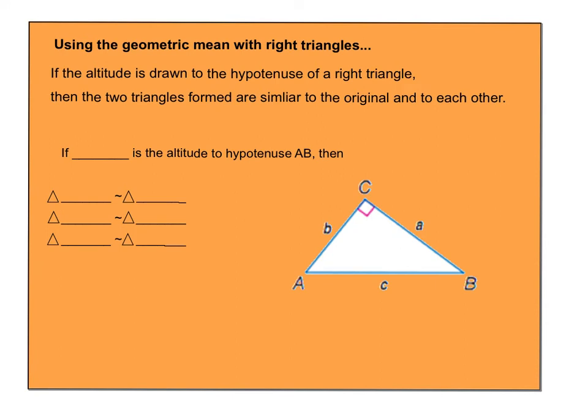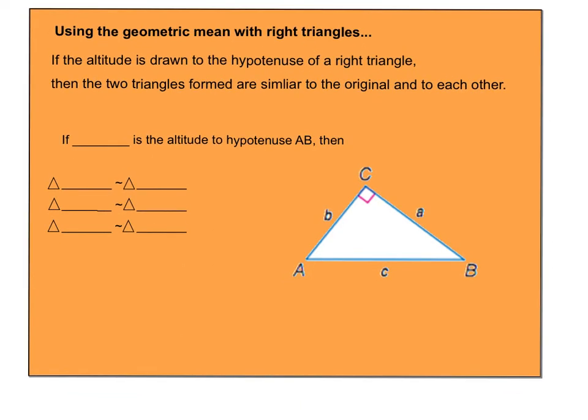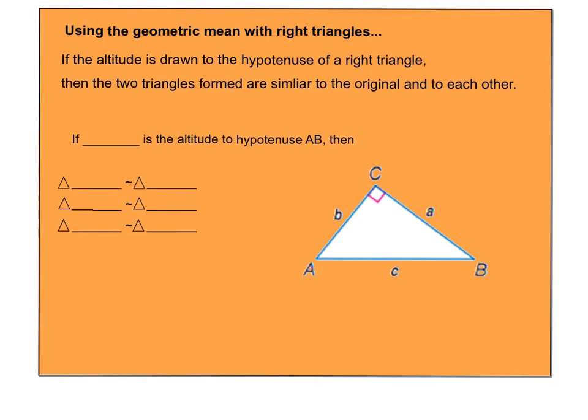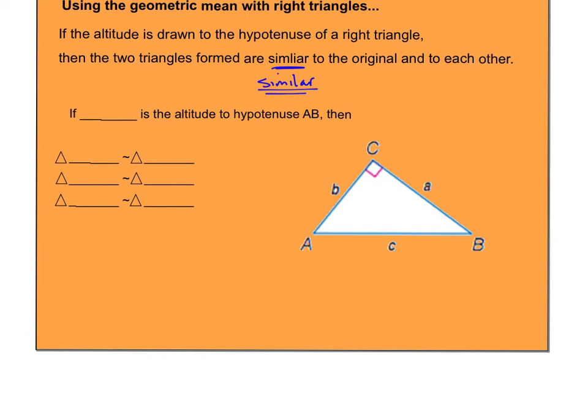When you draw an altitude, you do a couple things. So let's start. If an altitude is drawn to the hypotenuse of a right triangle, then the two triangles formed are similar to the original and to each other. Remember, similar means something very specific in geometry: angles are congruent, and sides are in proportion. This is going to be very helpful.